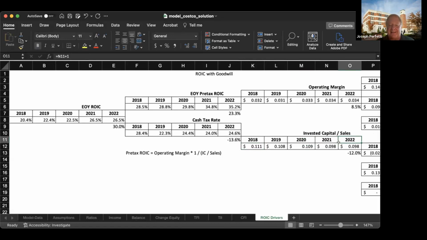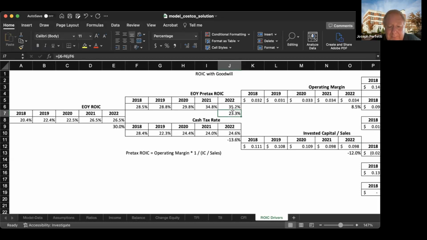So that's the point. At scale, they were spending 11 cents per dollar of invested capital of sales in 2018. Now they're only spending 10 cents per dollar. So a little bit more margin, an extra 1.3 cents per dollar of invested capital sales productivity. That improved the pre-tax ROIC from 28% to 35%. And so that's what you guys should have been able to see.